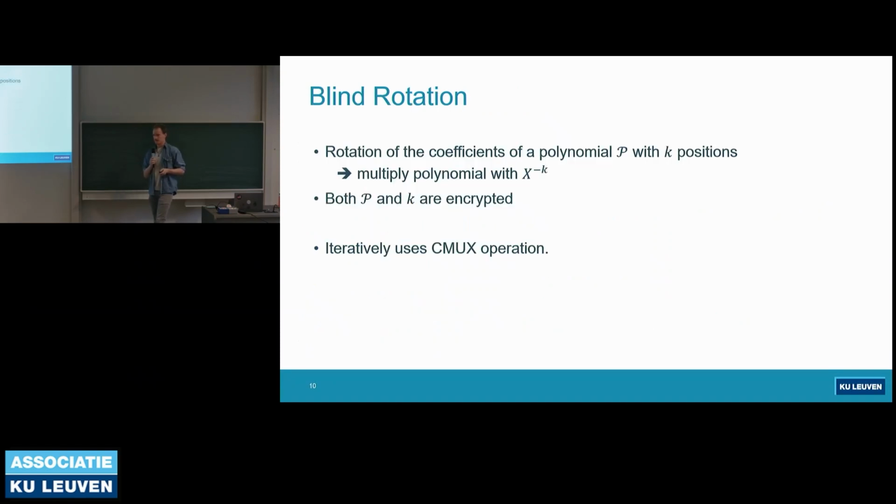What is a blind rotation, though? A blind rotation is the rotation of a polynomial by a certain amount of places, so k positions. So in the clear, you could easily do that by multiplying with x to the minus k to move it k positions to the right. But to do it blindly, where both k and the polynomial are encrypted, it's a bit harder to do. In that case, it uses iteratively the CMUX operation.